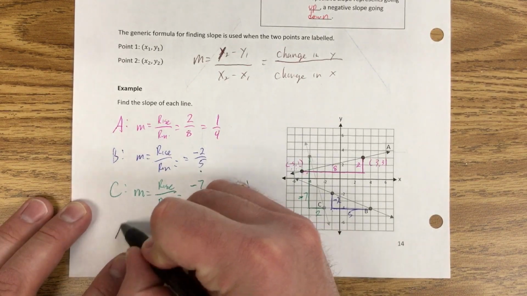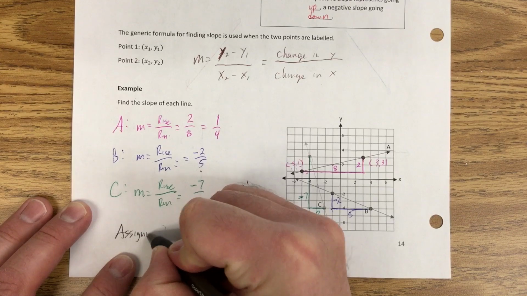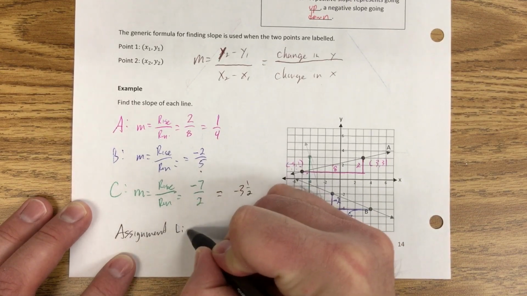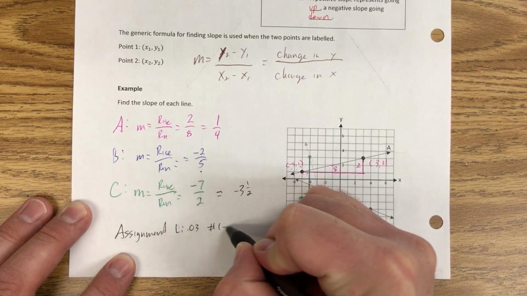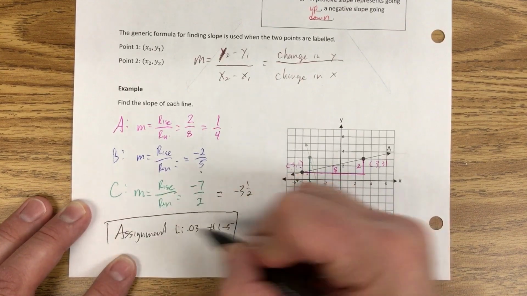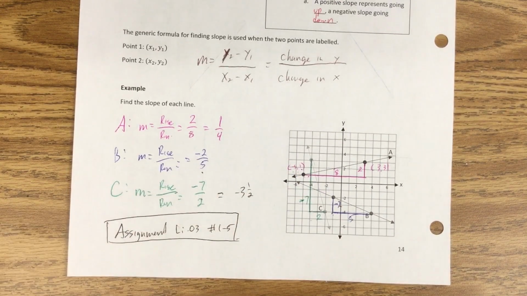Now, if you're working through my class, we're going to work on assignment Li.03, numbers 1 to 5. That is the first section we're going to go through, and then you can watch the next video, and that will give us the remaining part of the assignment as well.